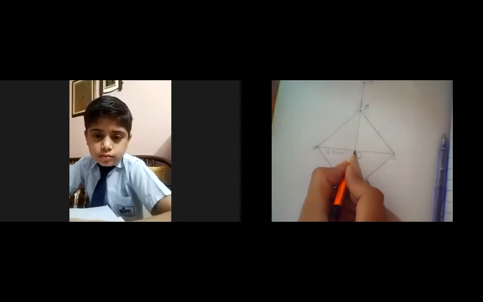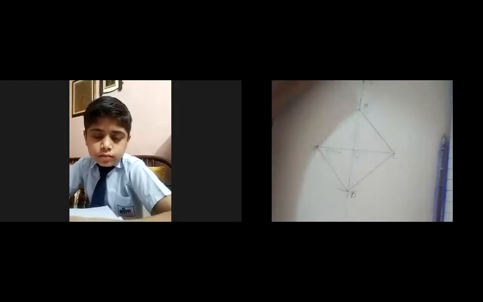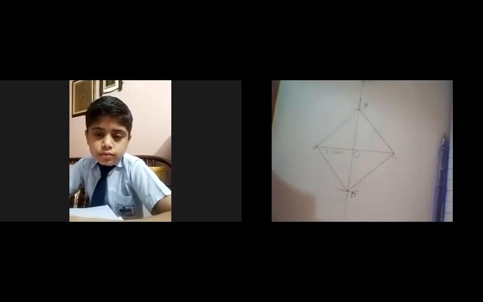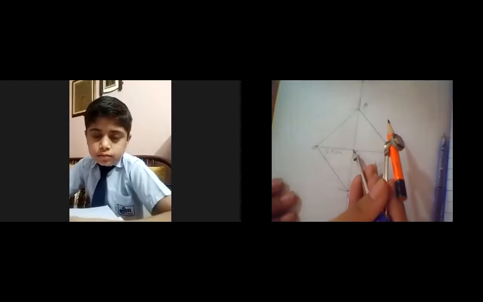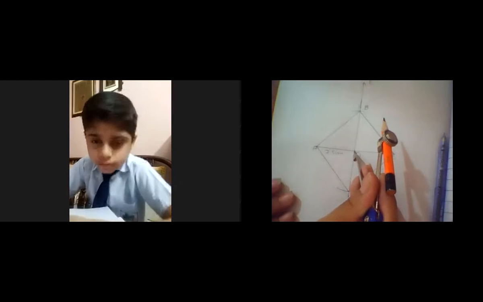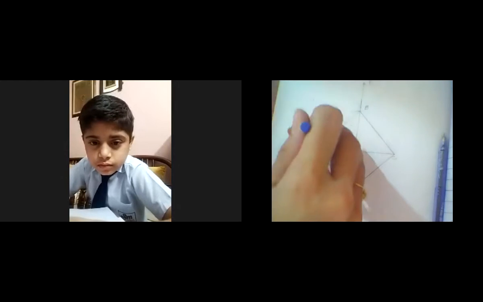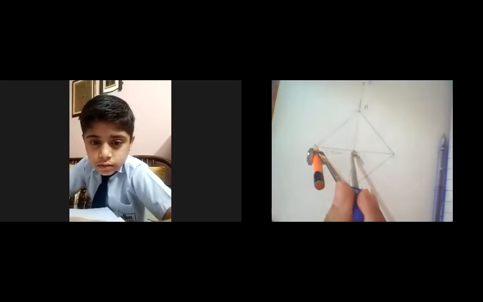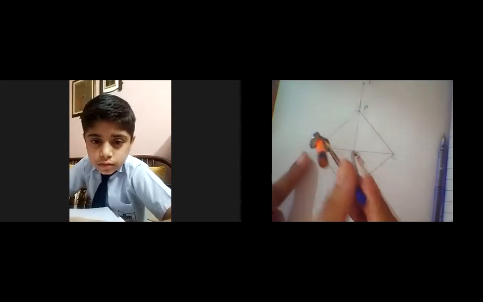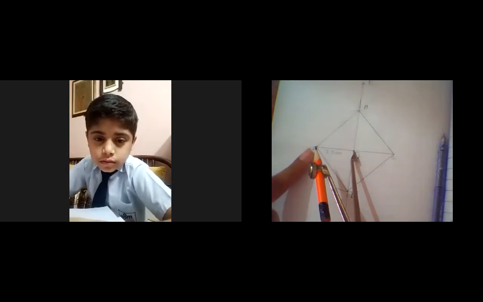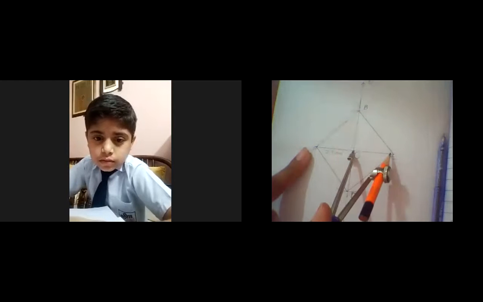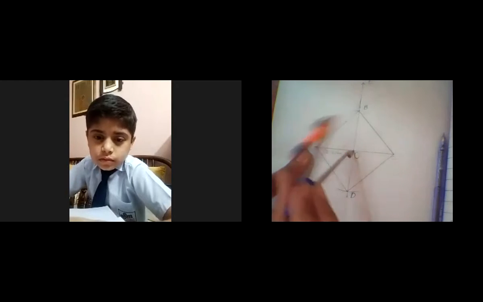You have to put the compass at O. Okay? कहाँ पे compass रखेंगे? At O. Okay. Now listen to me. We have to put the compass at O, right? And we have to open it till A. Okay? O पे रख के we have to open the compass till A, O till A या फिर O till C, because both the measurements are same.